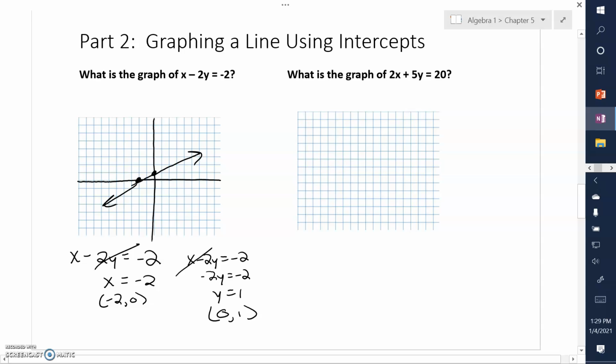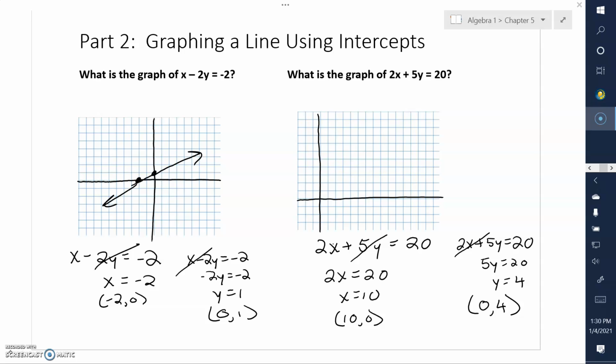Now pause the video here. What I want you to do is graph this on your own and then see how you did. So pause the video. If you did this right, you should have had an x-intercept at the point (10, 0) and a y-intercept at the point (0, 4). 1, 2, 3. So you'd have a point here. 1, 2, 3, 4, 5, 6, 7, 8, 9, 10. Right there. And then carefully sketch in your line. And your graph should look something like that.